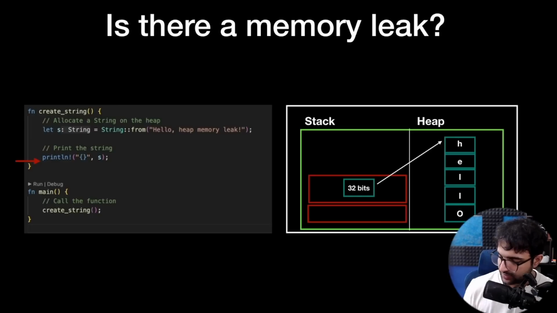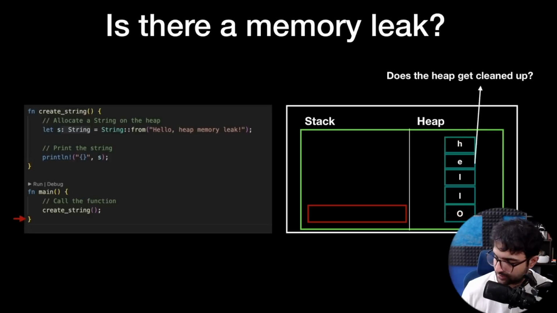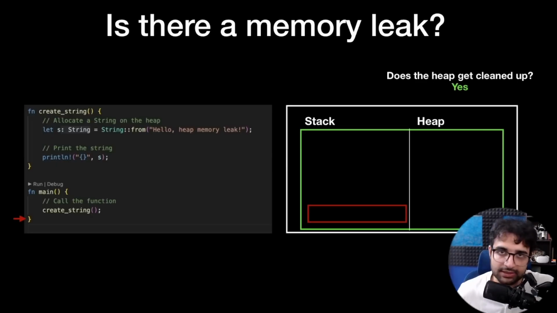What happens when this function ends? This will get popped off, but does this get cleared off the heap as well? The stack frame definitely gets popped off, but does the heap clean up itself? The answer is yes. Rust handles cleaning it up. Question is how? Does Rust have a garbage collector? How does Rust know that this is the right time for me to clean up the S variable?